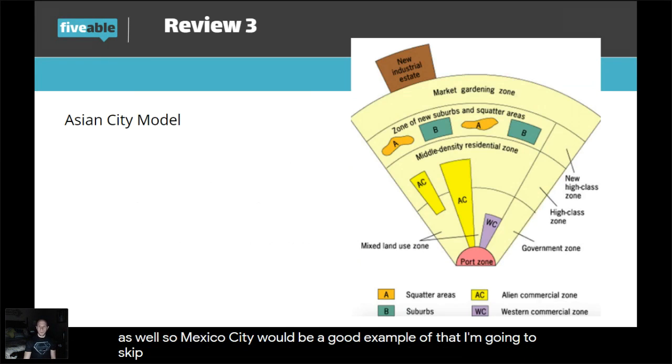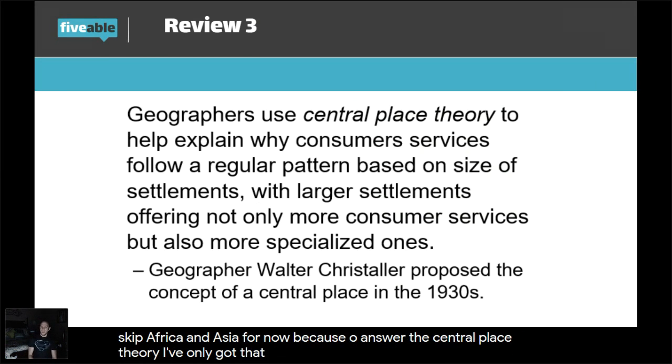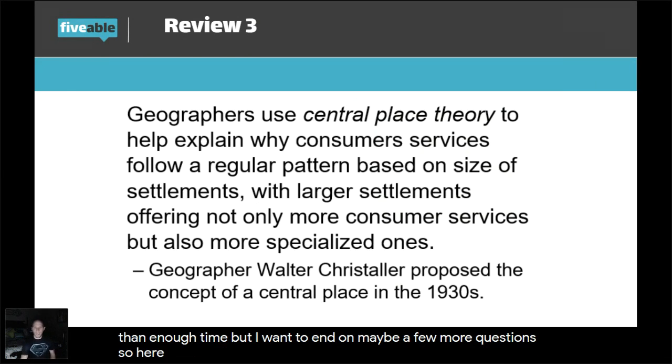I'm going to skip Africa and Asia for now because I want to get to central place theory. I've only got about 10 minutes to do it, which should be more than enough time, but I want to end on maybe a few more questions. So here we go, finally looking at central place theory, like I said I was going to.